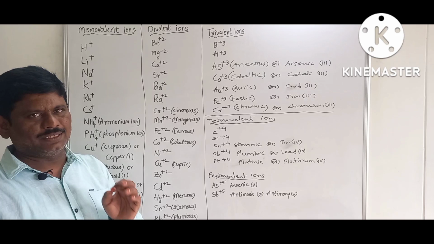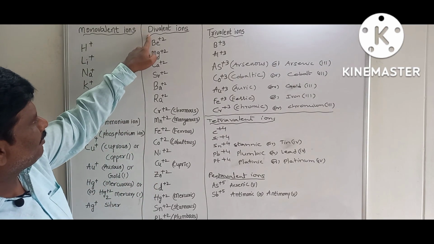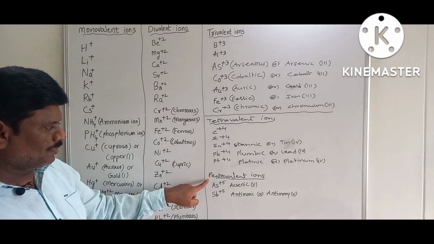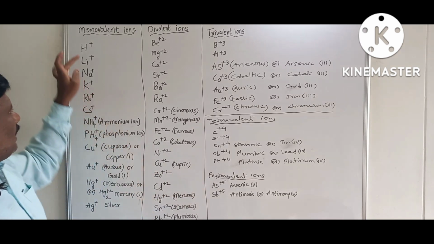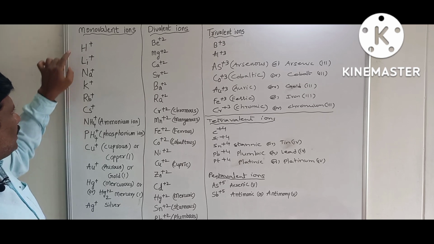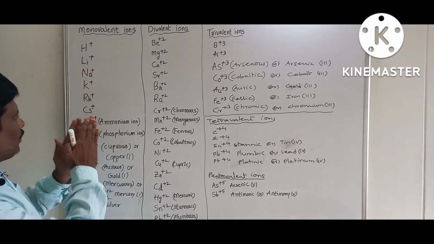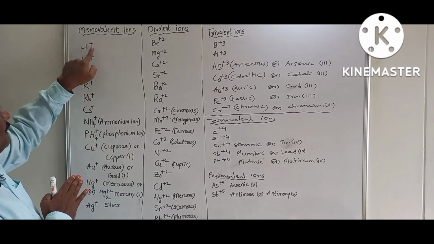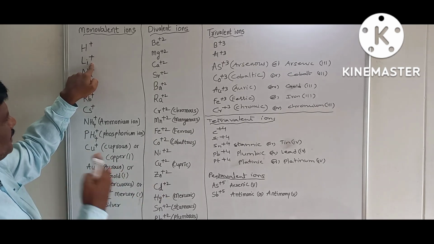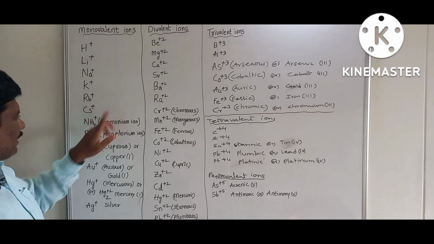Now let us first write the cations. In cations, the first are monovalent ions, second divalent ions, third trivalent ions, fourth tetravalent ions, fifth pentavalent ions. The first group elements are already discussed. Here the name of the element and the monovalent cation name are the same. Hydrogen, H plus, hydrogen ion. Lithium, Li plus, lithium ion. Next, sodium ion, potassium ion, rubidium ion, cesium ion.